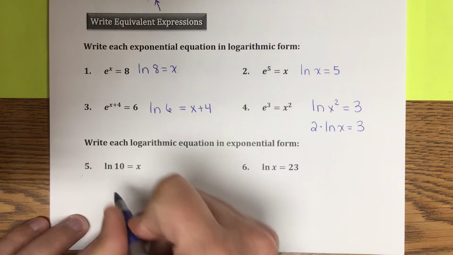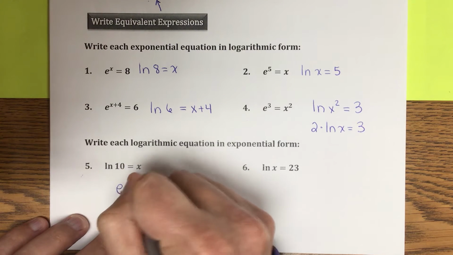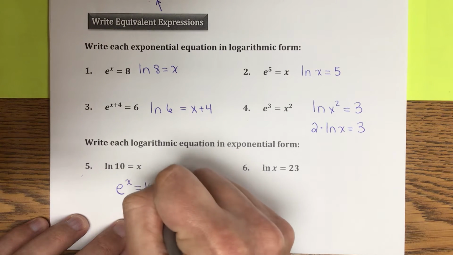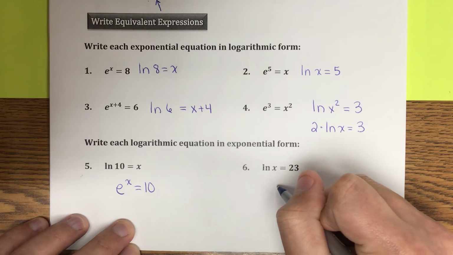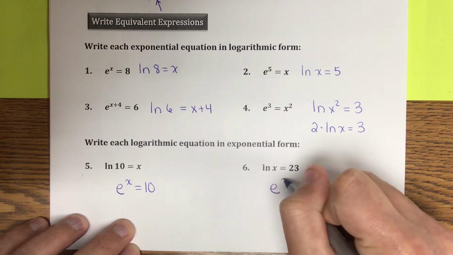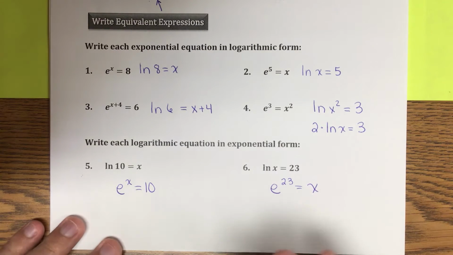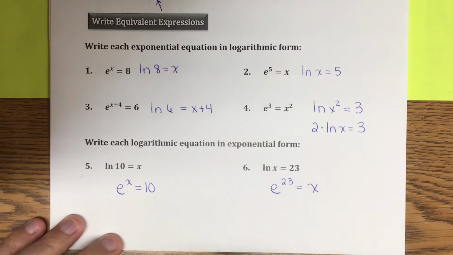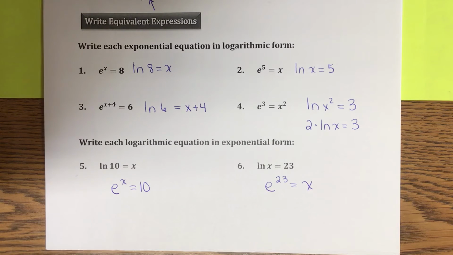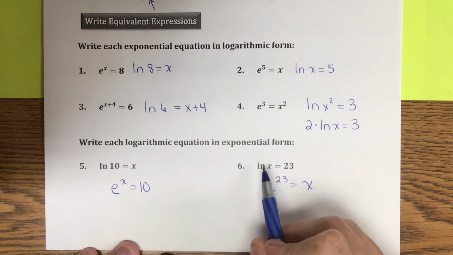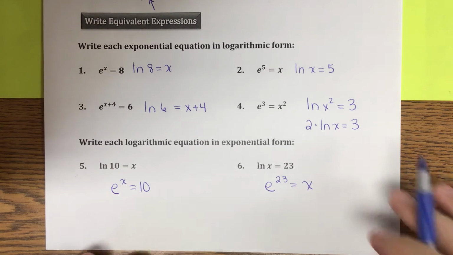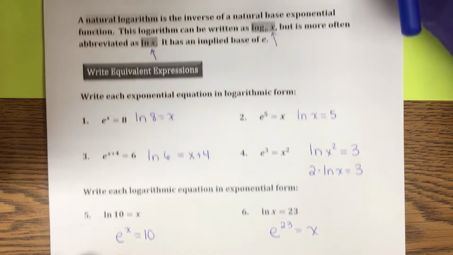So number 5, if it's ln, that's base e, raised to the x power is equal to 10. And for number 6, this would be e to the 23rd is equal to x. So we've talked about the common logarithm before that has base 10. Common logarithm is used as well in applications, but this one is used quite often. And so it's important to talk about the natural log because we're going to use it in some of those applications. Let's go to the next page here.